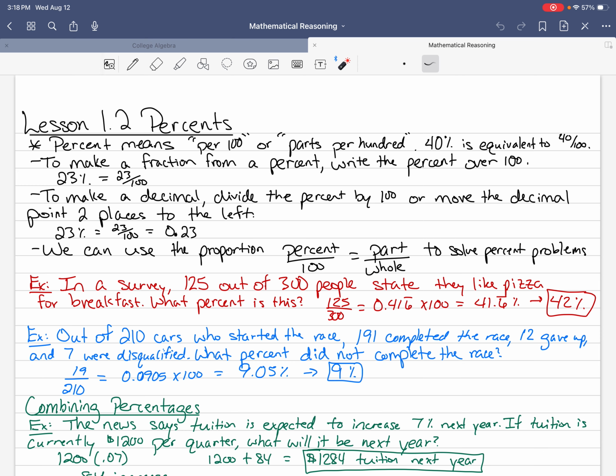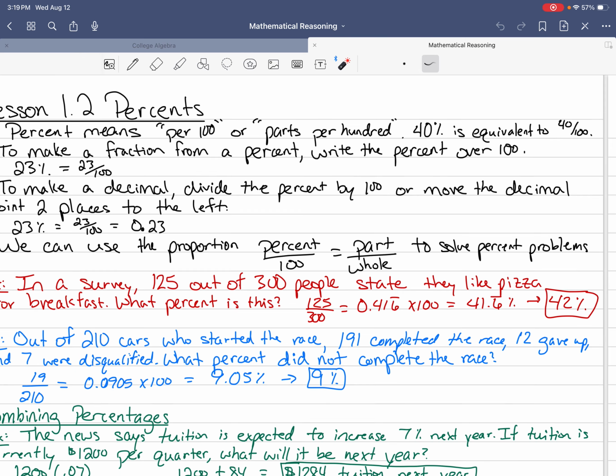So if you were to set that up, the percent is what we're trying to find. So that would be x over 100, and that equals your part, which is 125, over your whole, which is 300. The part is your partial amount, so that's what we said here. The whole would be out of how many people total.